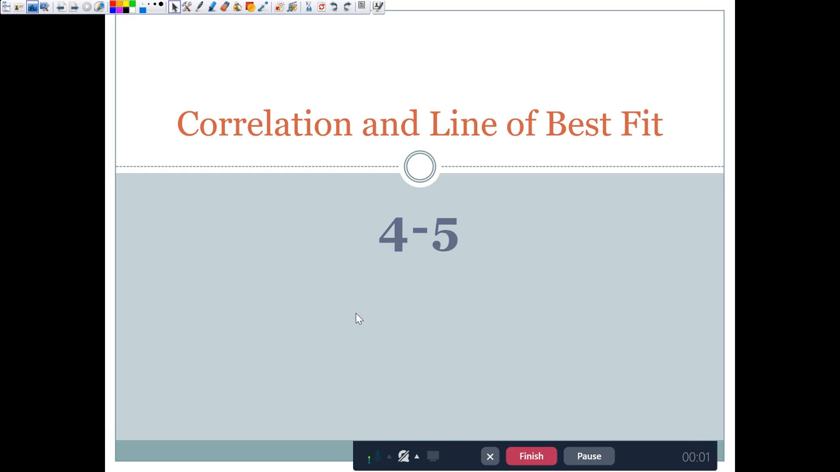Line of best fit. Our unit is writing equations of lines. So we're going to be writing an equation for our line of best fit. But first we have to figure out what correlations are, okay? Because you can't just figure out the line of best fit without knowing that first.